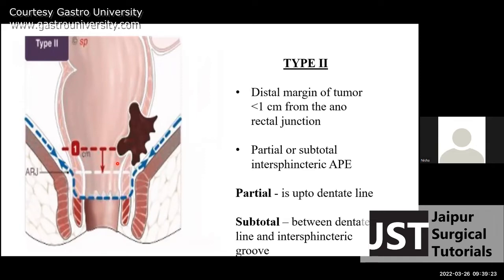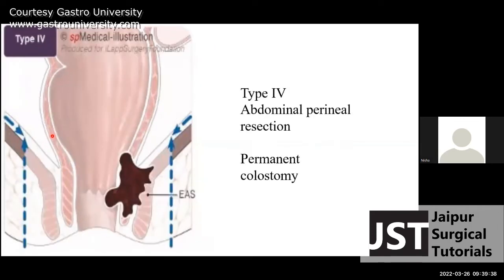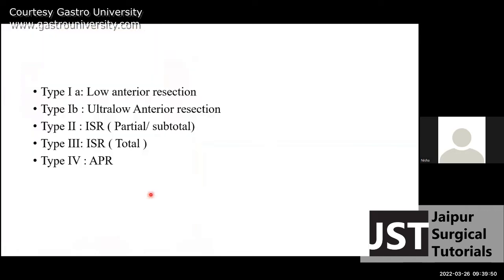And this is where we do what is called a partial or subtotal intersphincteric resection. And type 3 is when the tumor is invading the internal anal sphincter. That's when we go in and do what is called a total intersphincteric resection. And type 4 is where we have the tumor invading both the internal anal sphincter as well as the external anal sphincter. And it is in these patients that we do what is called an abdominoperineal resection, and the patient ends up with a permanent colostomy.